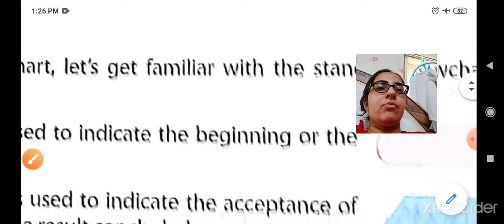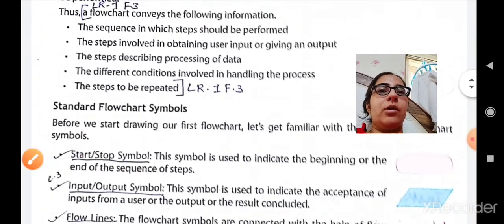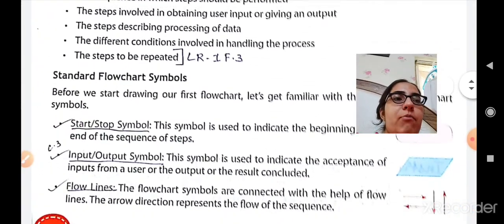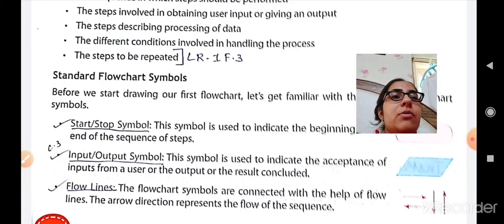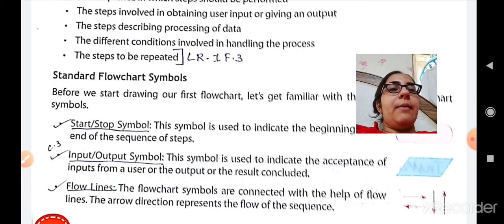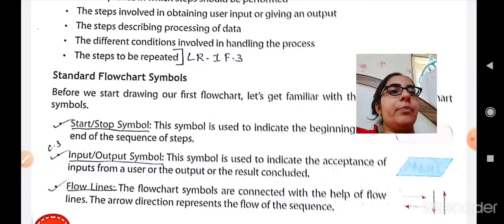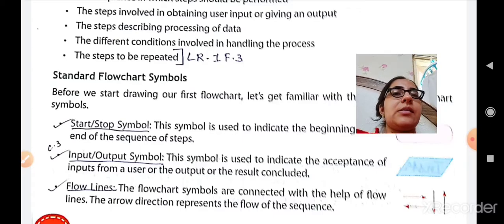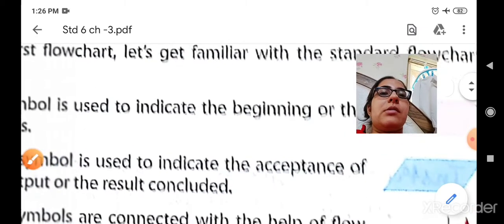Okay, so let us move forward to another standard symbol, that is the input output symbol. This symbol is used to indicate the acceptance of the input from the user or the output of the result concluded. It means this symbol is used to give the input. The user can give the input through this symbol. So whatever we want to give to a computer or whatever we want to display from the computer should be written in this symbol. So this is known as an input output symbol.